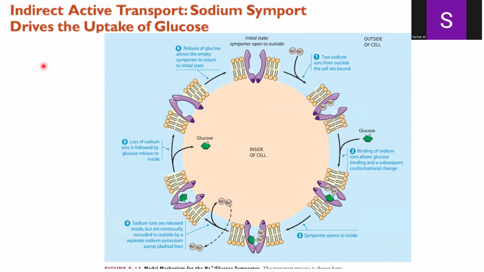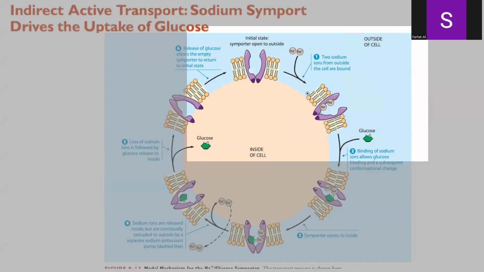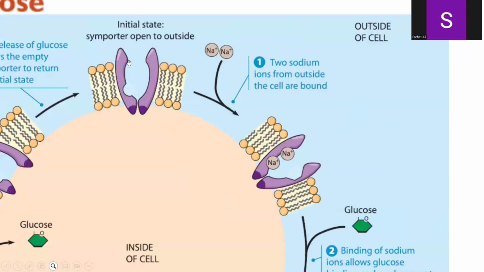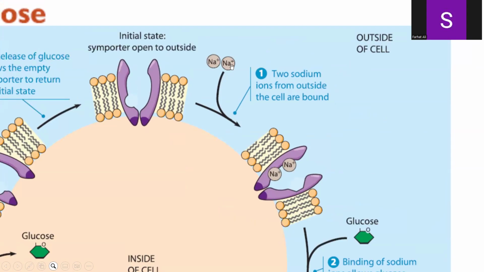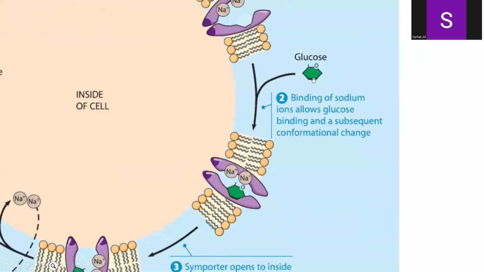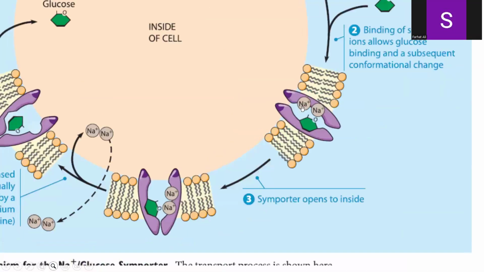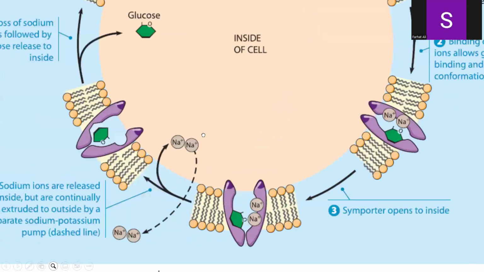Another important example is indirect transport, which is depicted by the symport of glucose. So this is a glucose transporter here. Two sodium ions bind here, and binding of the sodium ions facilitates the binding of glucose as well. In this manner, glucose binds to this symporter, and now the symporter undergoes a structural change and opens on the inside. So therefore, sodium and glucose are then released into the cell.